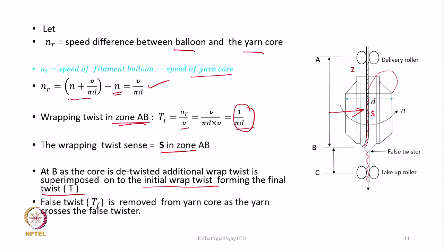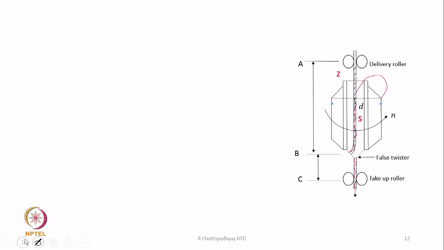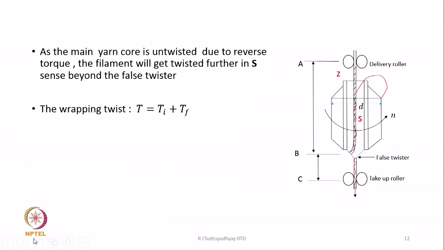As the yarn crosses the first twister, we all know that the core will lose all the twist and become straight and parallel, and as the core is reverse twisted, the filament will get twisted further in the S direction. So, earlier there were little wraps in the S direction, now they will receive more wraps in the same S direction. So, the total wrapping twist will be T equals T_I plus T_F.